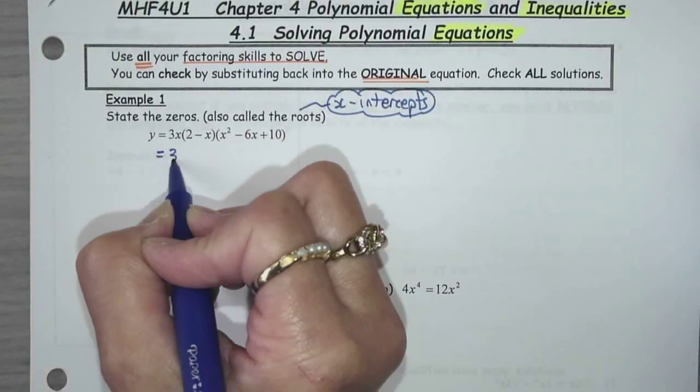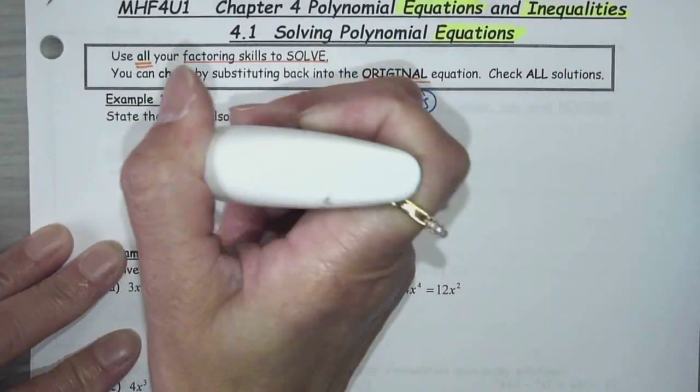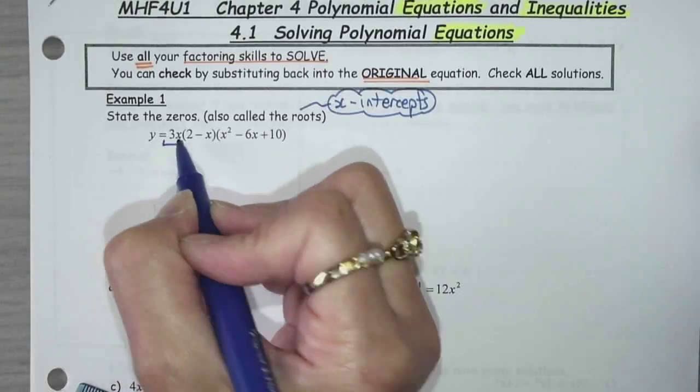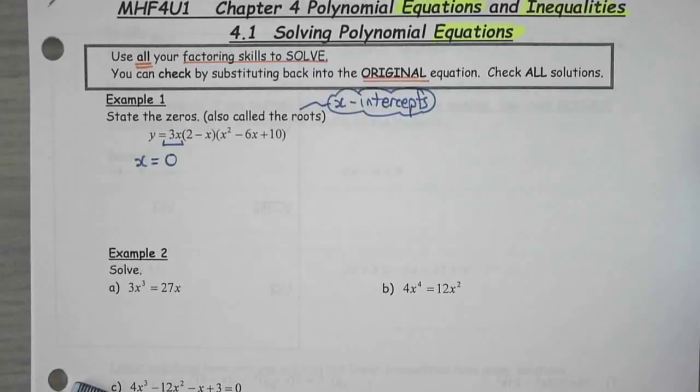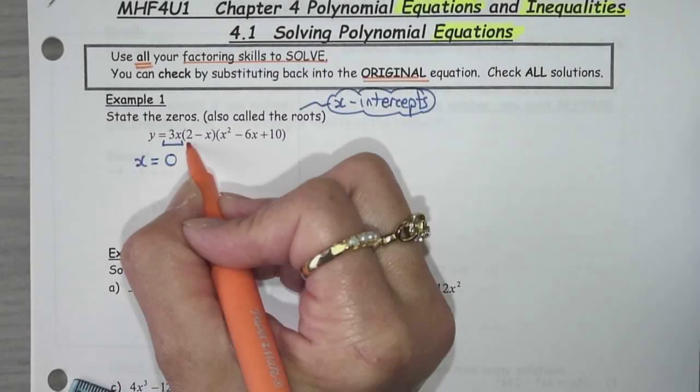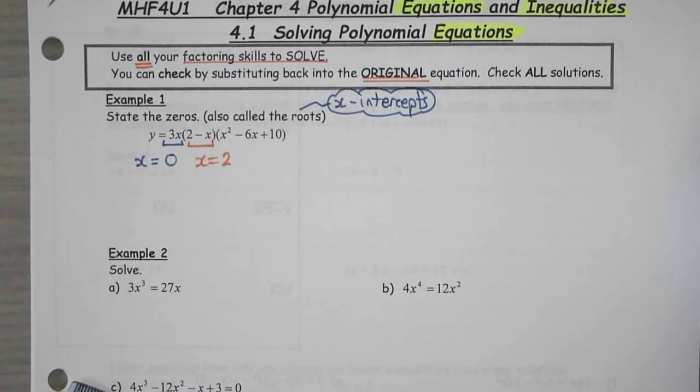Oh, sorry, I was distracted by the printer. So for this 3x, we're going to get x equals 0. For the next one, we're going to get x equals 2. And then for the next one here, we're going to take this and try to solve it. We could have solved this last chapter as well, when we wanted to see if there was any x-intercept.